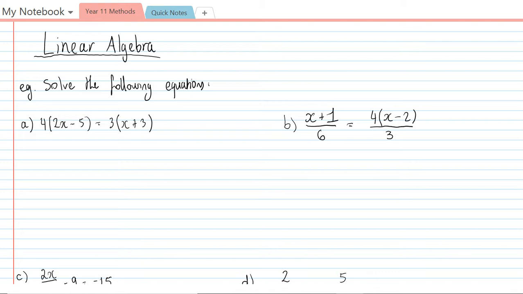In this video I'm going to look at solving linear equations, and then in the next video I'm going to have a look at solving simultaneous equations using different methods. So I'm just going to go through these really quickly. Hopefully these are fairly familiar.